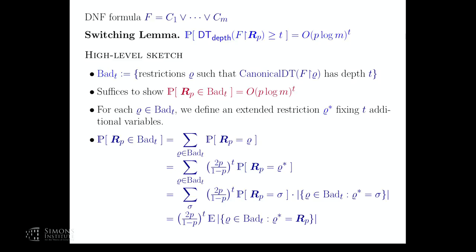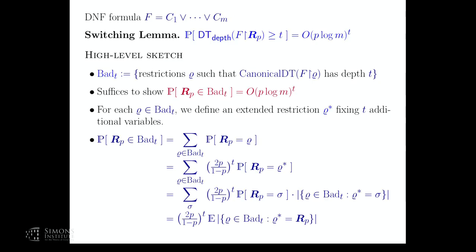We'll rewrite this as follows. Let's take the sum over all restrictions sigma, and count how many times each shows up. We take the probability that R_p equals sigma, and this term is counted this many times, the number of t-bad rho such that rho star equals sigma. Now we have an expectation here, so let's pull this term in front. We have the sum over all sigma of the probability that R_p equals sigma times this. So this is the expectation over a p-random restriction of the number of pre-images that R_p has under this map from rho to rho star.